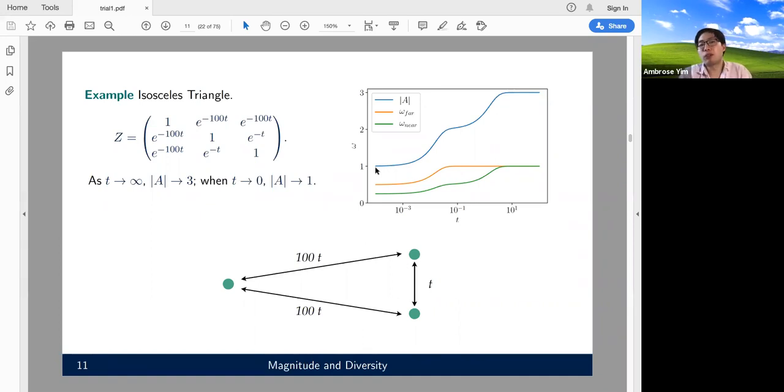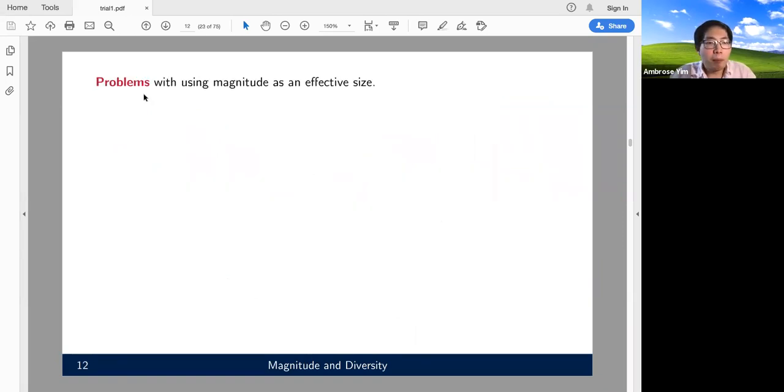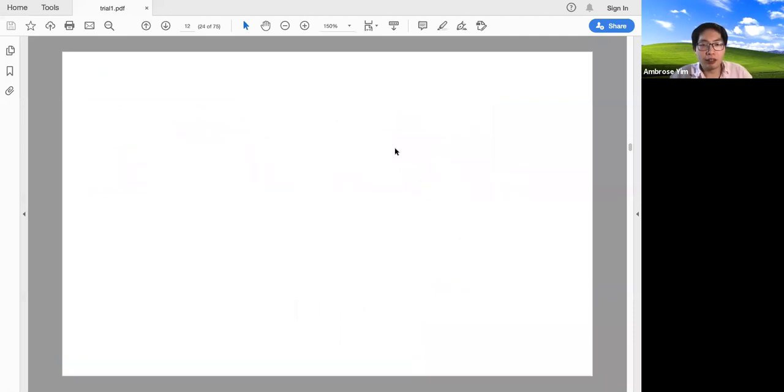But as we zoom out further and further, those 2 points become so distinct that we get a weight of 1, which means they're effectively isolated. So hopefully these examples give you some intuition of why this magnitude thing makes sense as a measure of how big something is or how isolated something is. But as I've mentioned, there are certain issues with using magnitude as an effective size.